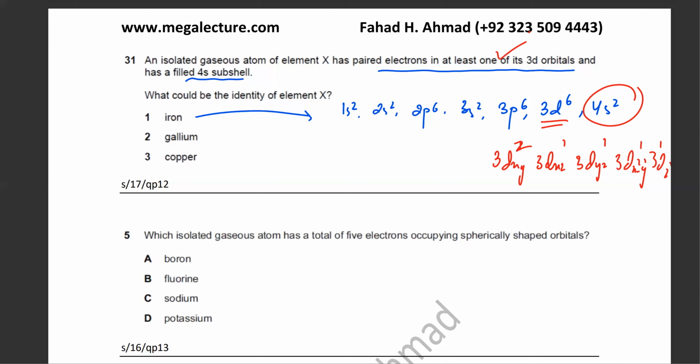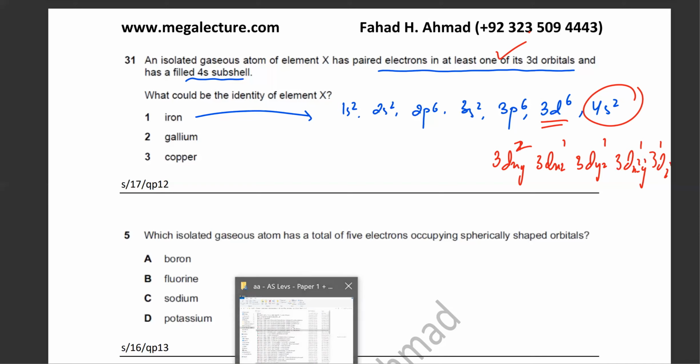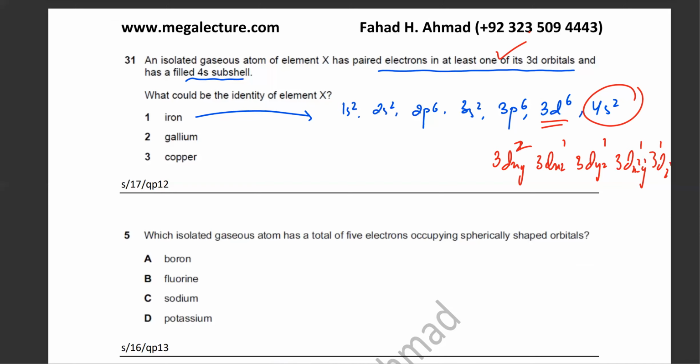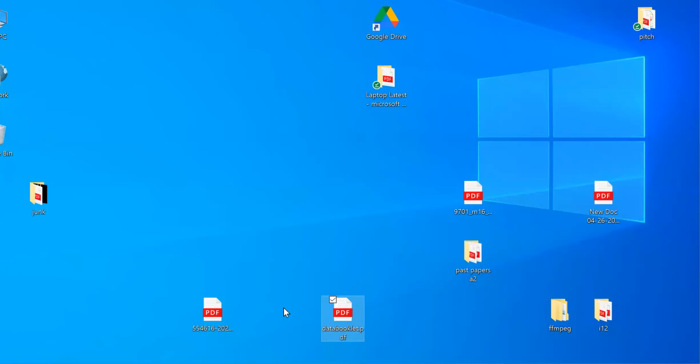Then you have gallium. Now for gallium, what you need to do is, where's the periodic table? Just a second. It's probably in group 3. So let me open the periodic table.